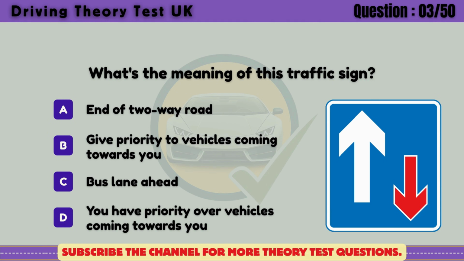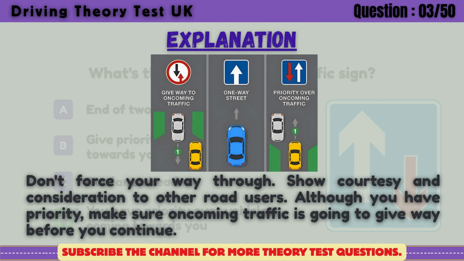Question 3. What's the meaning of this traffic sign? Option A. End of two-way road. B. Give priority to vehicles coming towards you. C. Bus lane ahead. D. You have priority over vehicles coming towards you. Answer is D. You have priority over vehicles coming towards you. Don't force your way through. Show courtesy and consideration to other road users. Although you have priority, make sure oncoming traffic is going to give way before you continue.